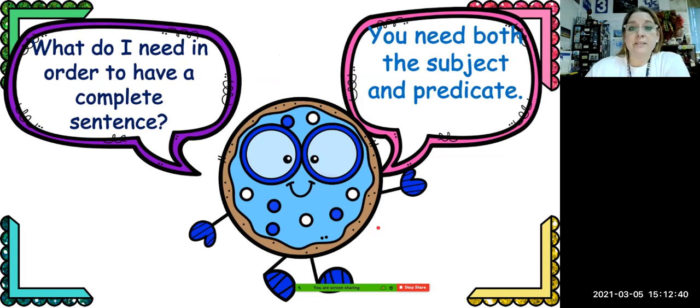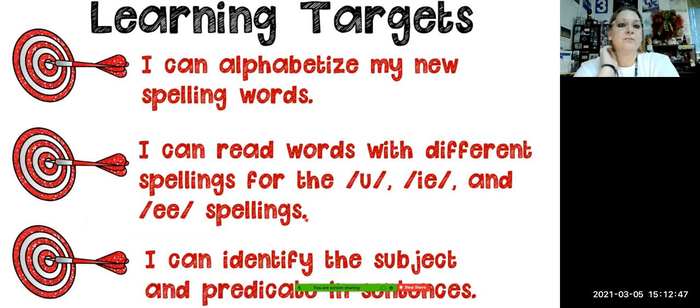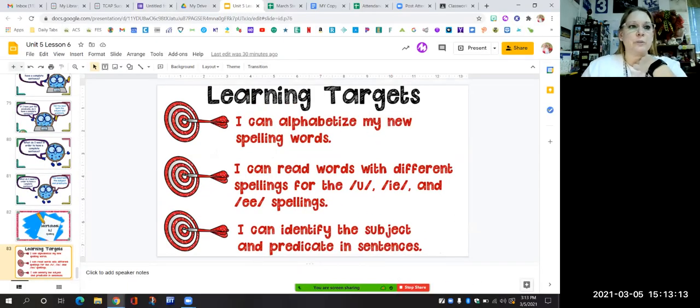You need both the subject and the predicate to have a complete sentence. All right, so remember your learning targets for today were: I can alphabetize my new spelling words, which we did, and that is your work for today, to do the worksheet on 6.1. I can read words with different spellings for the I and E sounds, and I can identify the subject and predicates in sentences, which we worked on together. So that was your lesson for today.